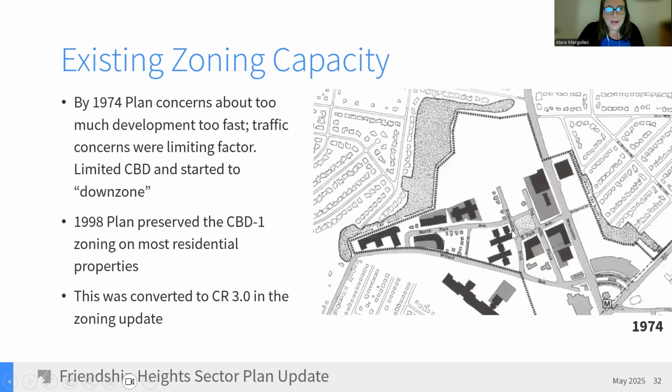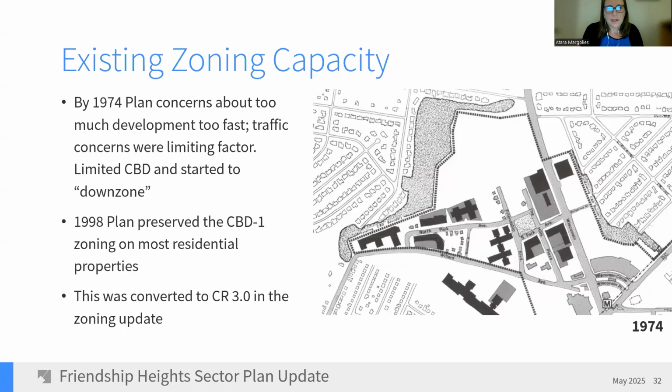However, by the 1974 plan, only 10 years later, so many more parcels had been developed and so many more of these buildings had been built. I mean, look at that change in 10 years, right? The people really were worried. This is much too much development too fast, and they were very worried about traffic, and there'd be too much traffic, and therefore the 1974 plan led to Friendship Heights being downzoned for the first time.